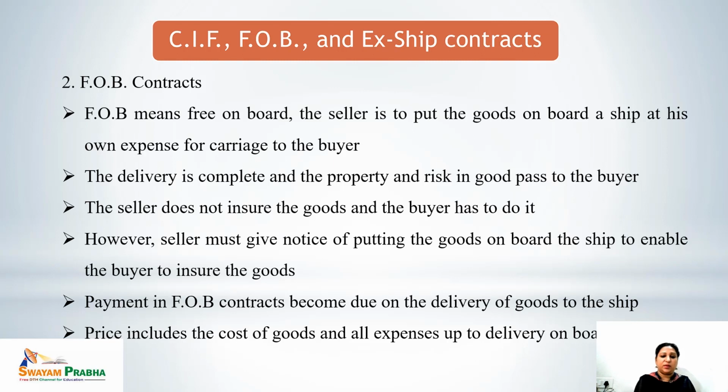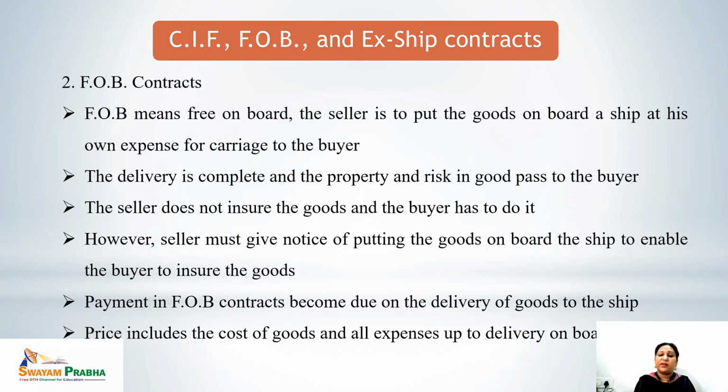The delivery is complete and property and risk in the goods pass to the buyer. That means as and when the delivery is completed, the risk also passes to the buyer, and the seller does not insure the goods in this. And this is the main difference between the CIF and FOB contracts. In FOB contracts, the seller will not insure the goods. The insurance of the goods is to be done by the buyer.